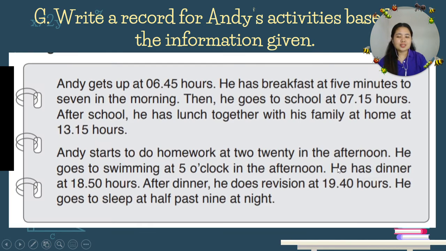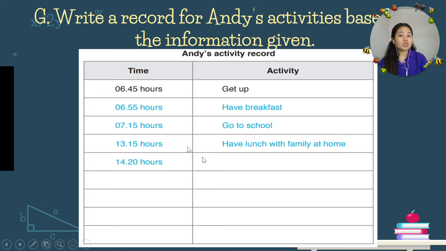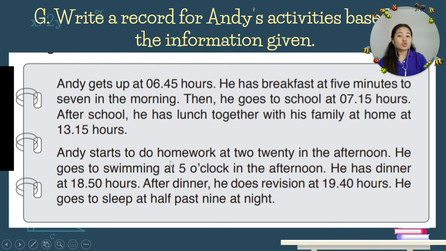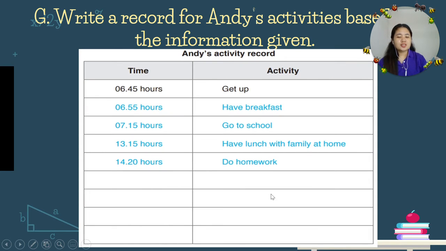Next time. After 13:15, next will be this one, 2:20. So how will you write that in the 24-hour system? 2 plus 12, because it is a 24-hour system. I told you last time that if it is afternoon or at night, in a 24-hour system, add 12. So 2 plus 12 will become 14:20 hours. So what did Andy do? Yes, do homework. Very good. Next time, what did Andy do?